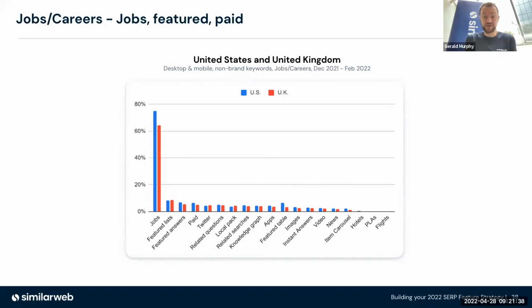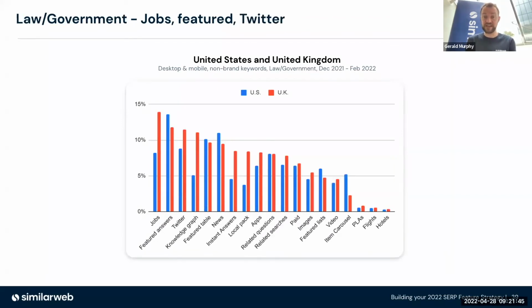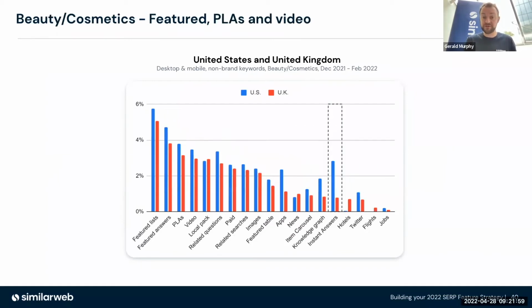In jobs and careers, no surprise, jobs is the most prominent SERP feature for this particular industry. Law and government, again, a lot of expertise required, because you can see things like instant featured answers, knowledge graph, featured tables. That also indirectly is saying that EAT content is very, very important. Beauty and cosmetics, you've got things like featured lists, featured answers, product listing ads. But interestingly, here in the United States, instant answers provides a much larger opportunity than it does in the UK.